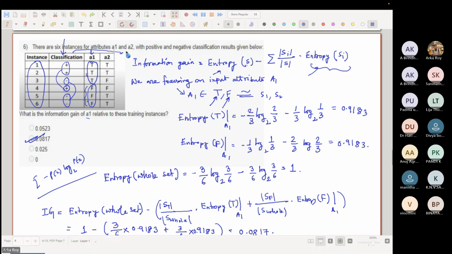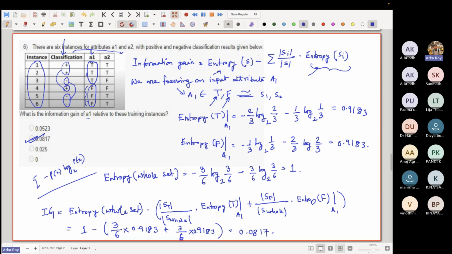Okay, so this is simple. You know the equation of information gain. You have to evaluate the entropy for each of the cases, and then you just have to plug in the values over here, and then you'll get the final answer. So this is the final answer.